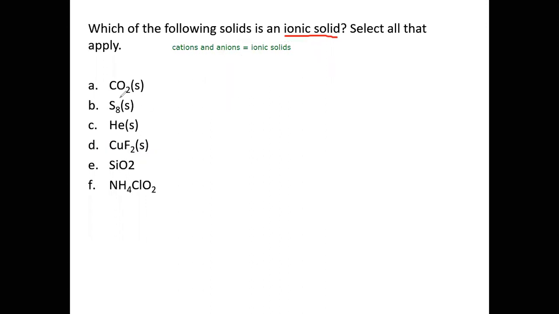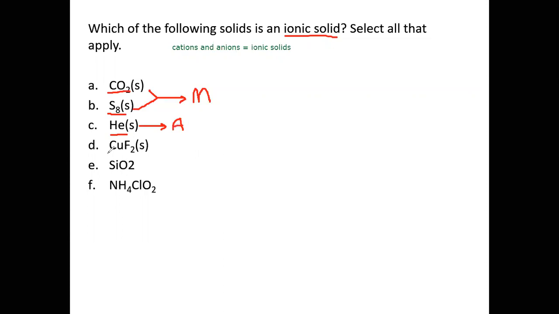So in the first one, we have CO2, which is more than one nonmetal, and we have S8, which is also nonmetal. So again, these two would be molecular solids. And just for ease, I'm going to put M for molecular solids. Next, we have helium, and helium is just one atom, and it's a nonmetal. We know helium comes from group 18, so this would be an atomic solid.